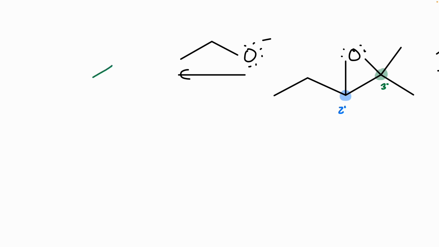So I'm going to draw my 2 carbons. Color 1 blue and 1 green. If my blue carbon gets that nucleophile, then I need to put what on that green carbon? That OH group.